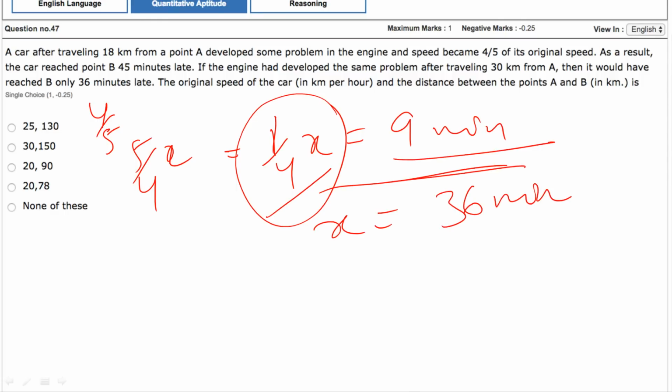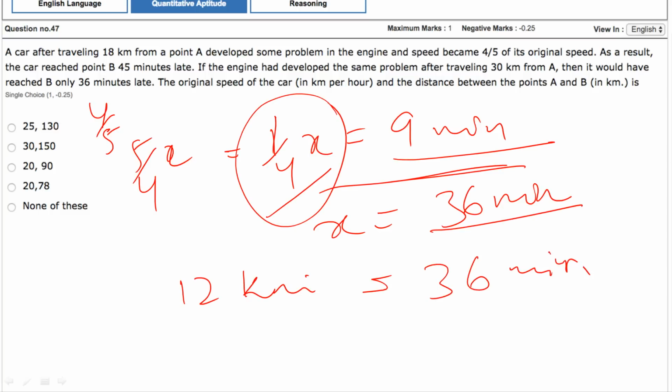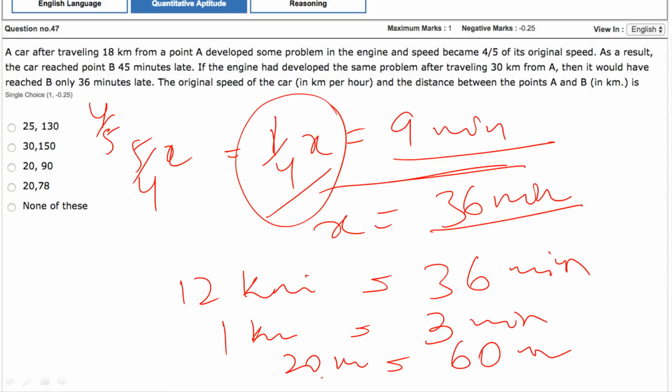And what is this I am talking about? The 12 kilometers. So 12 kilometers, had there been no snag in the engine, was covered in 36 minutes. That means 1 kilometer was covered in 3 minutes. So in 60 minutes, 20 kilometers was covered. 20 kilometers in 60 minutes is 20 kilometers per hour. That was my speed. Alright, this part is clear. I am showing you various ways in which we can do it.